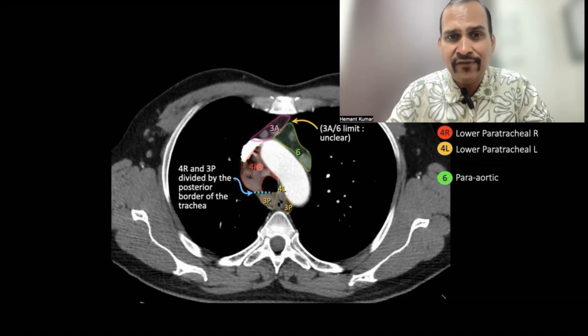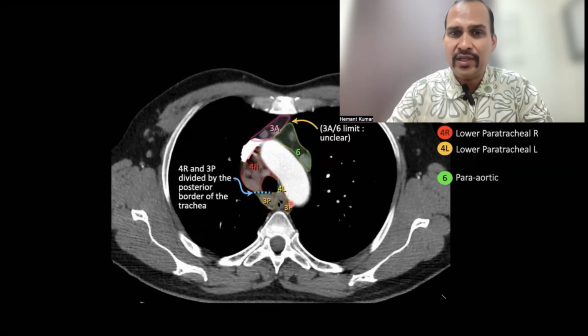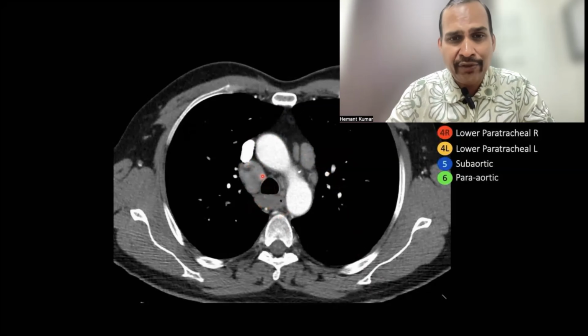So how to demarcate 4R and 3P: they are divided by the posterior border of the trachea. Here is the posterior border of the trachea. Anterior to this is 4R, posterior to this is 3P. You should not forget this line, the left border of the trachea, because it will change your staging. Is that clear? Now you can see this is the lower part of the trachea. On the right side is 4R, here it is 4L, no problem. Here it is 3P, no problem.